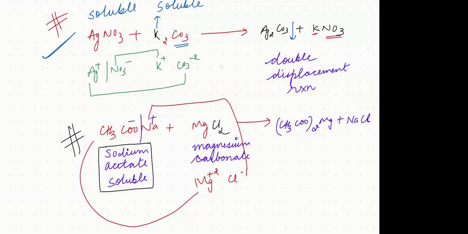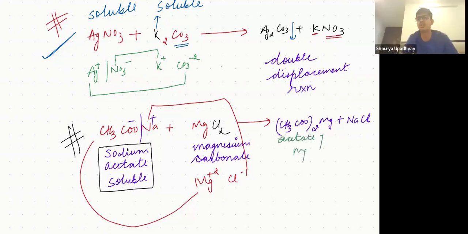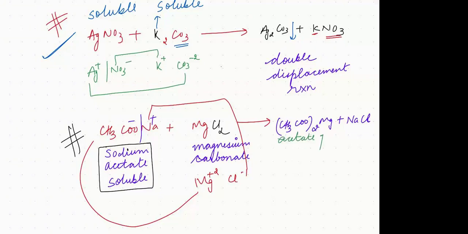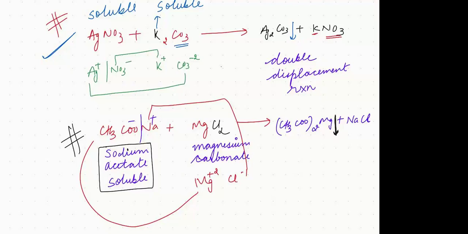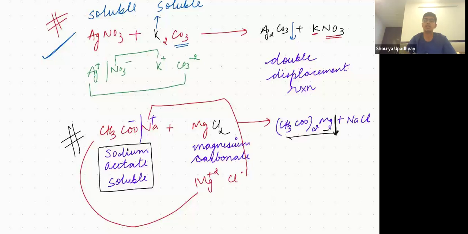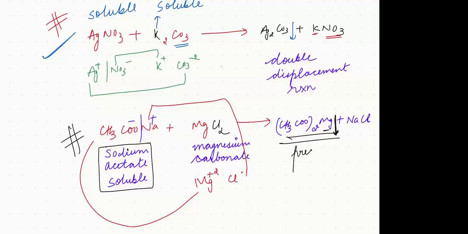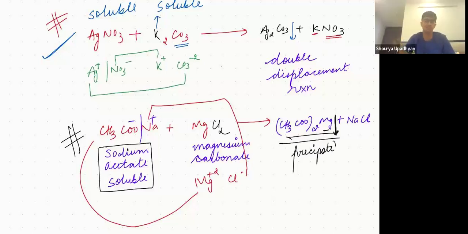This is an acetate of magnesium. And we know that all acetates form a precipitate. All acetates are insoluble, but sodium acetate is soluble. But this is magnesium acetate, the final product. All acetates are insoluble, except for sodium and potassium. So this is going to form a precipitate.